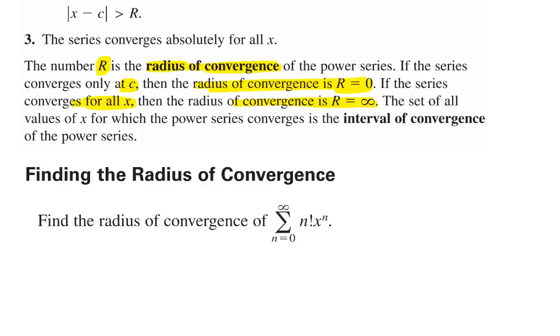Okay guys, so in some cases the radius of convergence is 0. In the other cases the radius of convergence is infinity. In some other cases guys, the radius of convergence is a finite number. I will show that to you in an example. The set of all values of x for which the power series converges is the interval of convergence of the power series.